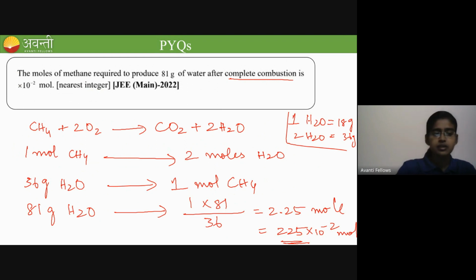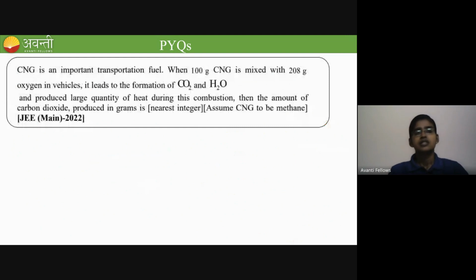So now one more question. CNG, compressed natural gas, is an important transportation fuel. When 100 gram of this compressed natural gas is mixed with 208 gram oxygen in a vehicle, it leads to the formation of carbon dioxide and water. Carbon dioxide and water coming out means it should undergo complete combustion, right? And they produce a large quantity of heat during this combustion. Then the amount of carbon dioxide produced in grams is. So we have to assume this compressed natural gas to be methane gas.